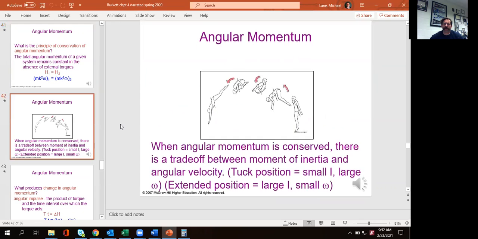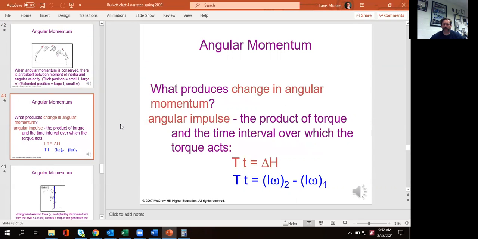Okay. So with angular momentum, how do we change that angular momentum? This is what's known as angular impulse. This is the product of our torque and the time it's acting. So effectively, our change in momentum equals our torque multiplied by the time it's being applied. If we apply a greater amount of torque over a greater amount of time, we have a greater amount of angular momentum change.